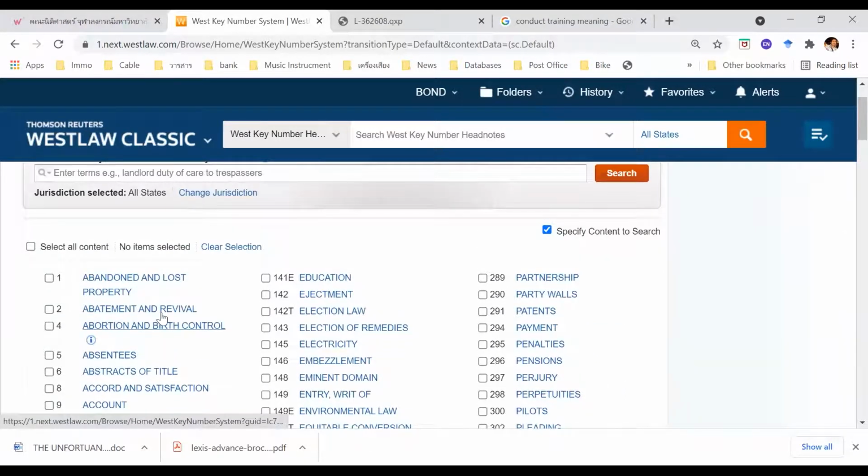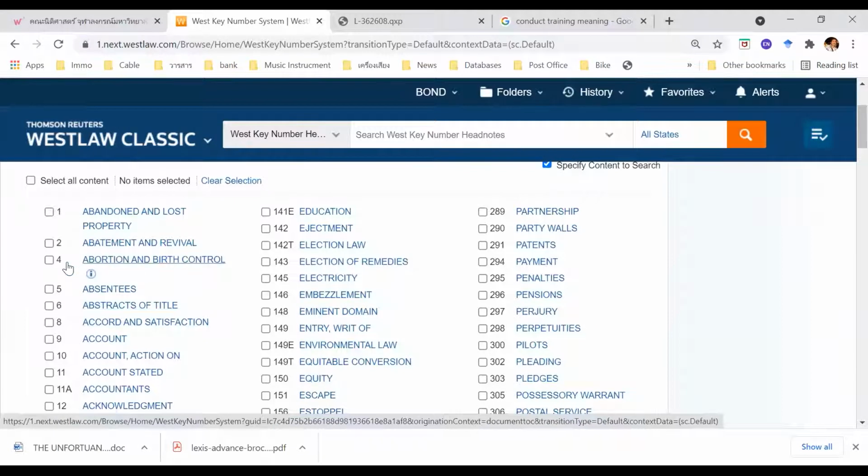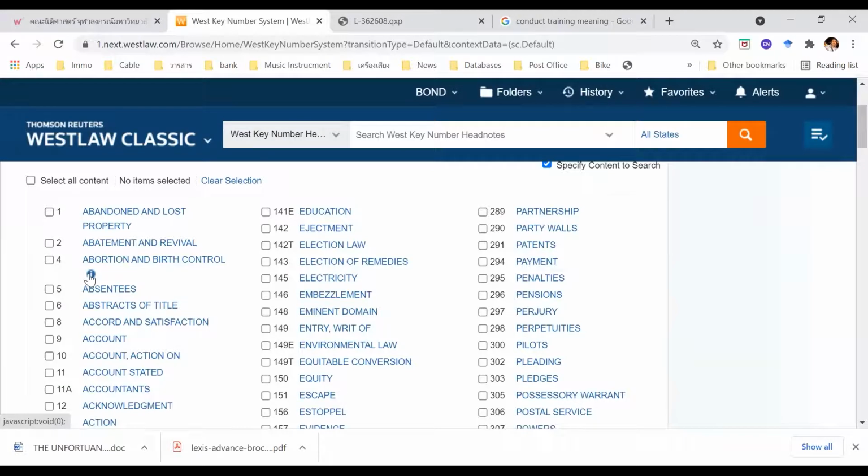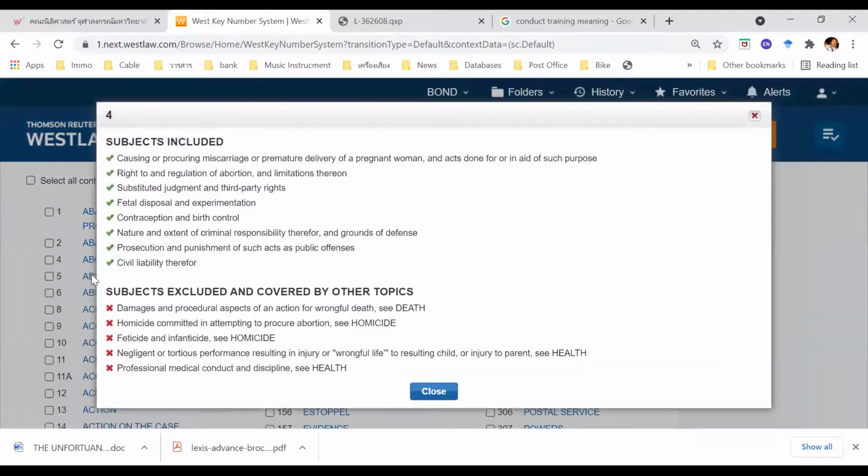So I'm looking for abortion. You look at that, number 4. Abortion comes with birth control, that related topic. And I want to know, does this topic include homicide or not? I mean the criminal law, or only the civil? So I'm just looking for the detail on this. You can look at the info. You just click on this info and it shows me.